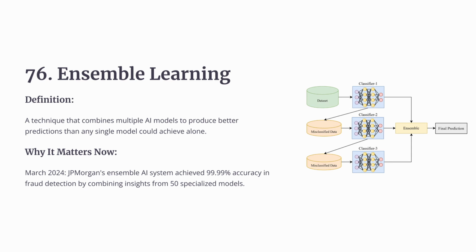Ensemble learning is a technique that combines multiple AI models to produce better predictions than any single model could achieve alone. Imagine instead of asking one expert, you consult a panel of experts and take their collective wisdom. JP Morgan's system is like having 50 fraud detection experts working together in perfect harmony, achieving near perfect accuracy in spotting suspicious transactions.